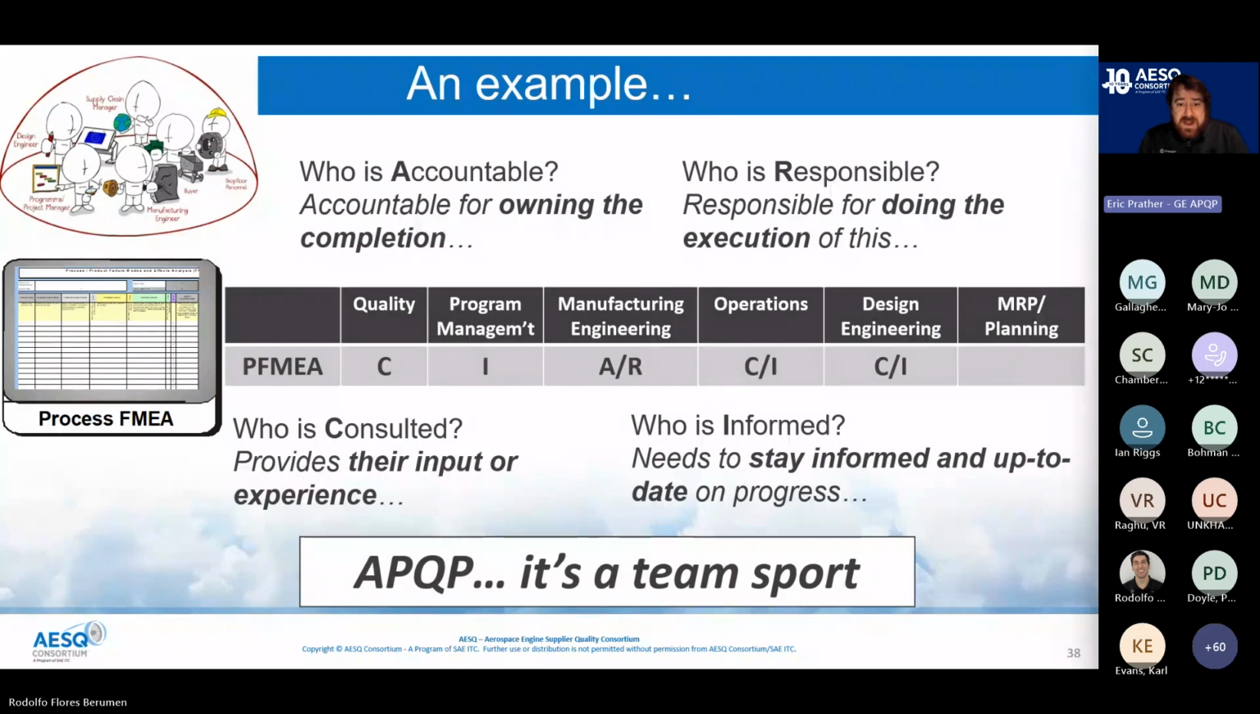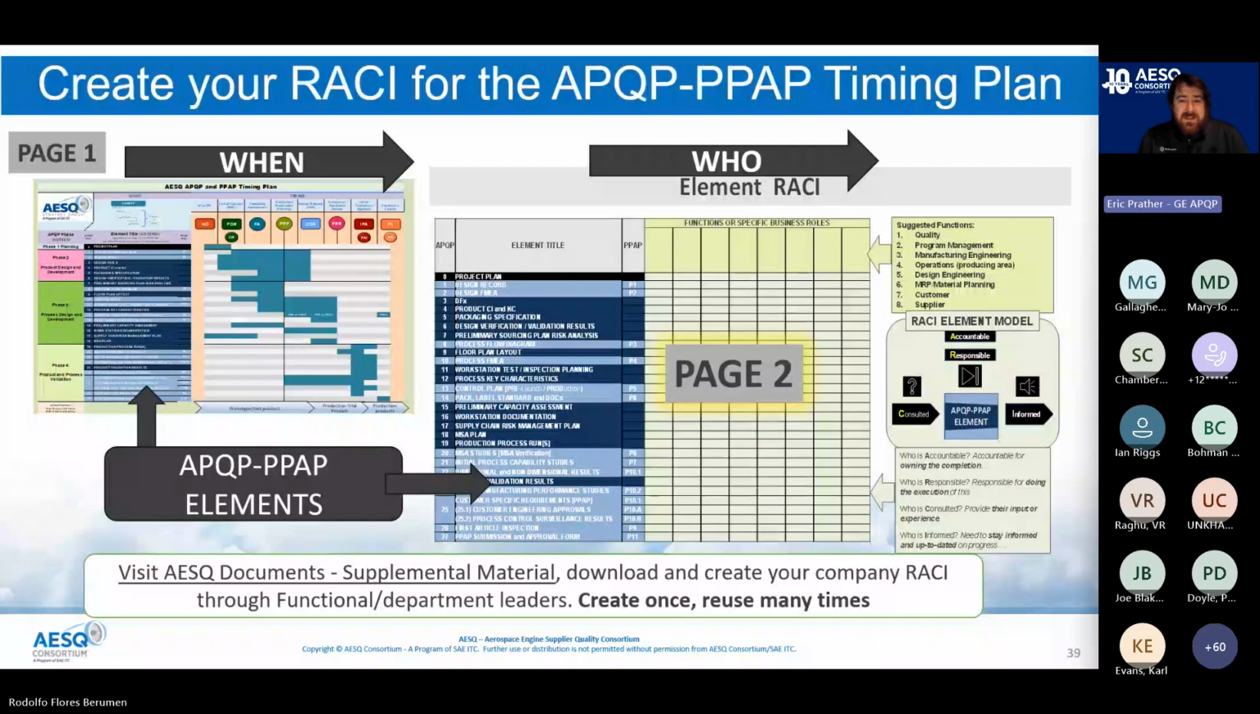If we want to go to the next slide. So what we have here, there was a link posted in chat earlier of the AESQ supplemental material. You can go to the AESQ website. We have a template available. So over here on the right where it says page 2, this shows the elements of an APQP project. And across the top is the functions or business roles. So we have some suggested functions, and we have the explanations for what's in the RACI.